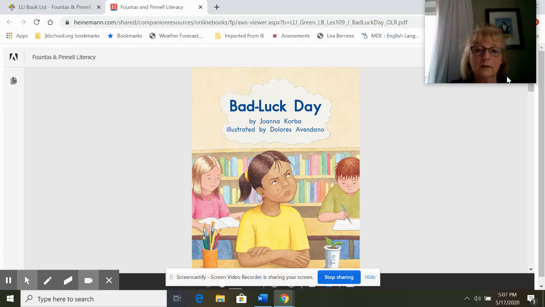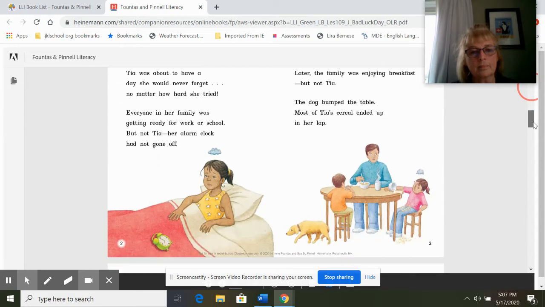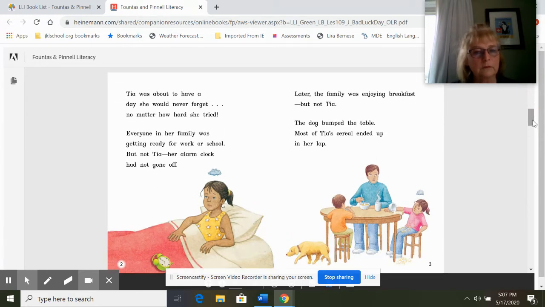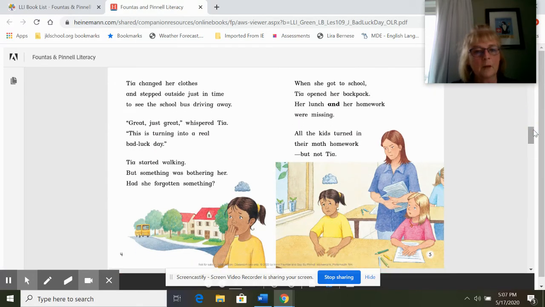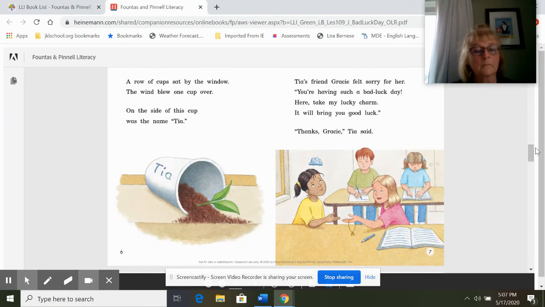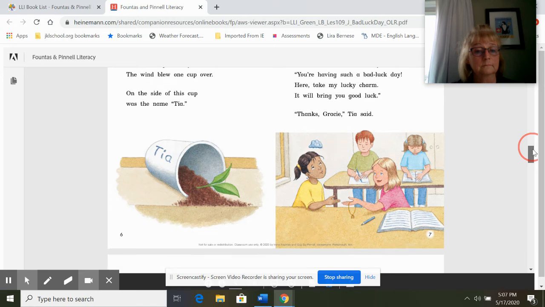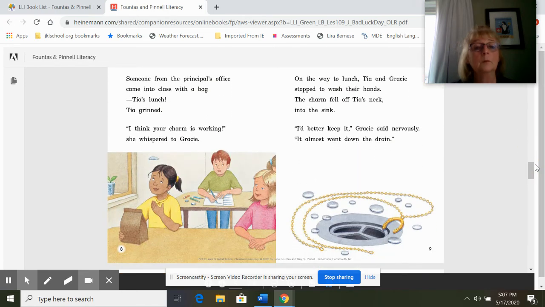So let's take a look at reading The Bad Luck Day. You'll want to pause and read when I scroll up each new page. Start off by reading your title here. Now pause and read.